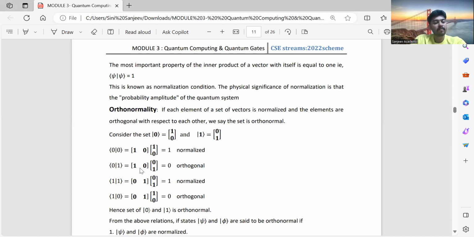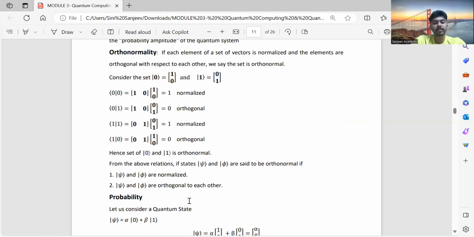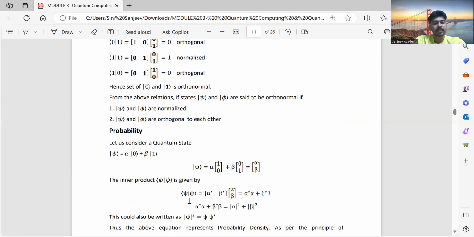<0|1>: 1 0 and 0 1. So row and column multiplication, I'm getting an answer as what? 0. 0 means orthogonal. But here again, <1|1>: 0 1 and 0 1 is 1. So it is normalized. <1|0>: 0 1 and 1 0, that is 0, that is orthogonal. So we have two sets of vectors which are orthogonal and two sets of vectors which are normalized. That's all.